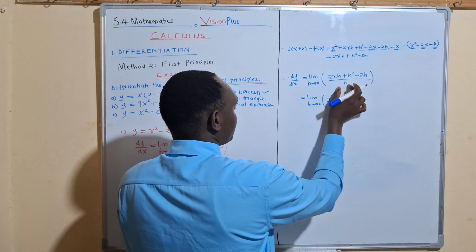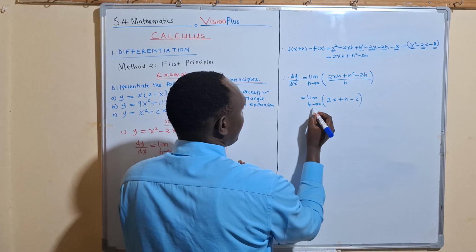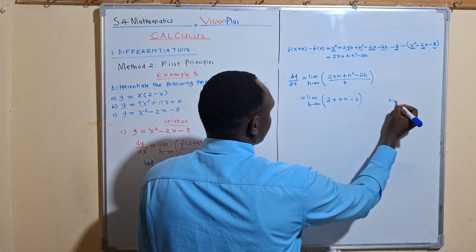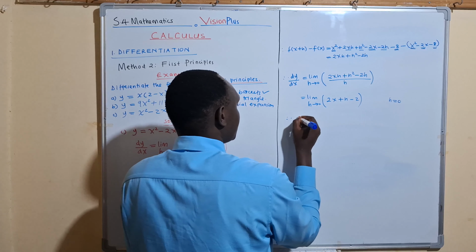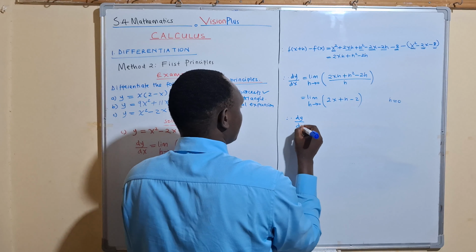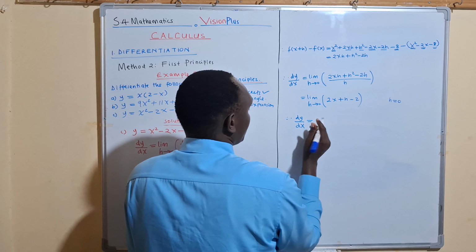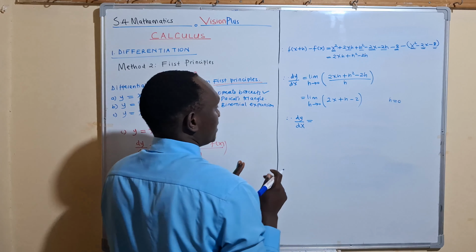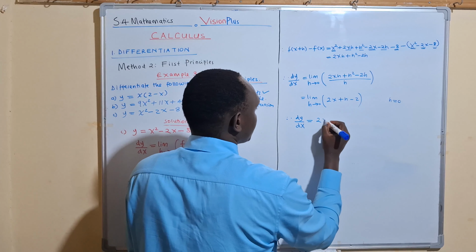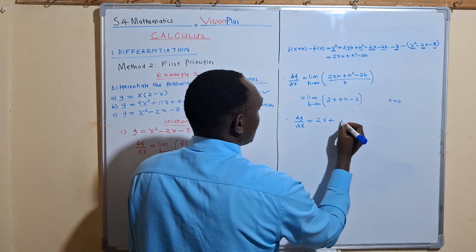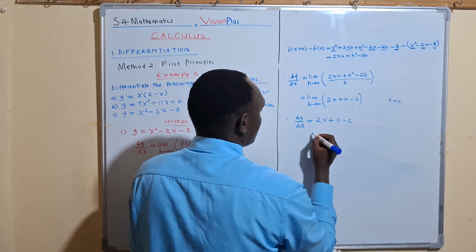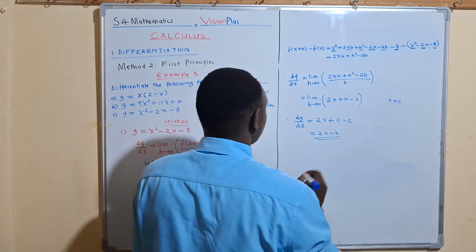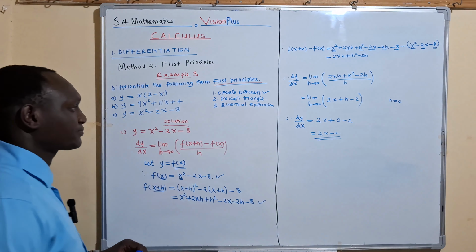Now, after dividing the terms by h, then we say h tends to 0. So where we find h, we say h is 0. Therefore, the answer becomes dy/dx equals, the moment we are turning h to 0, we don't show the limit sign. Let's say 2x plus h, which is now 0, minus 2. That gives us 2x minus 2. And this is the answer.